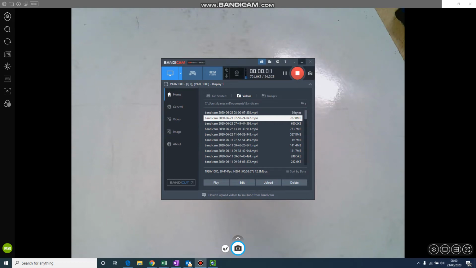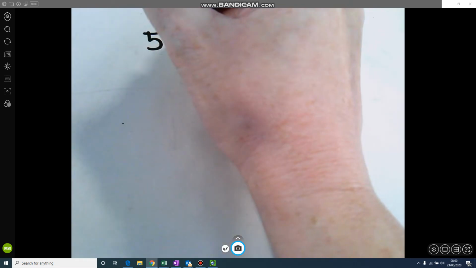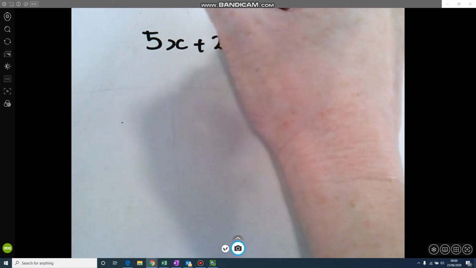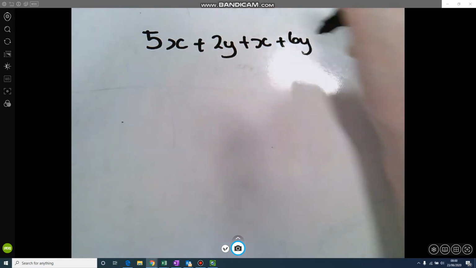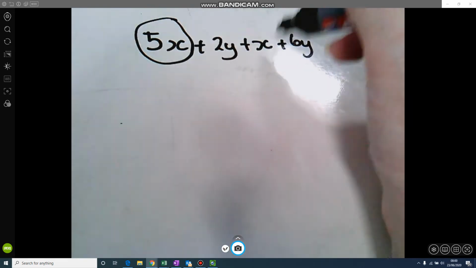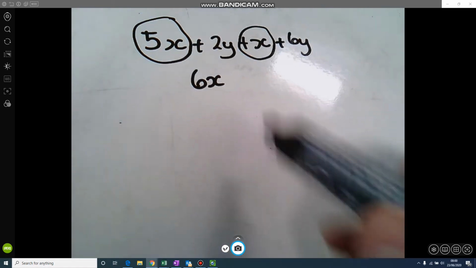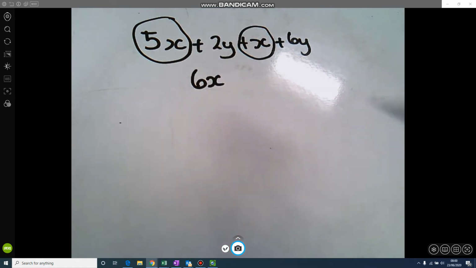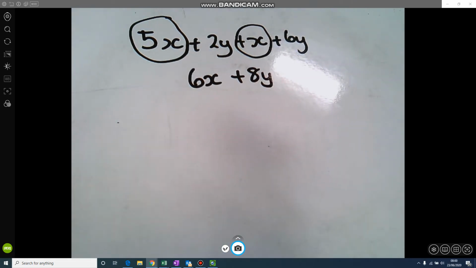Okay, so now we're going to look at the mixed simplifying. The first question said 5x plus 2y plus x plus 6y. So that was our first question. We have 5x plus x, that's going to be 6x, and then plus 2y plus 6y, so that's going to be 8y. That's our first one.